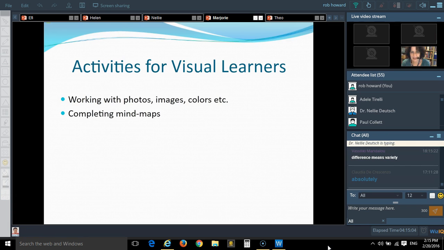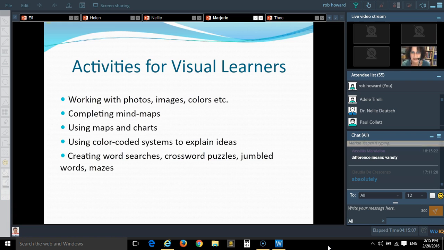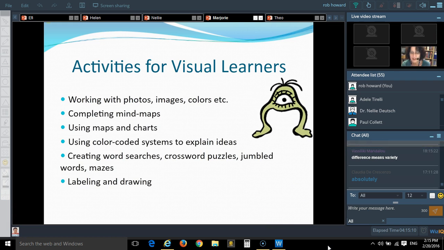So if you take a look at these, what I've done is put together things that I would say go for one particular type, but you can see how you would use this with a variety of students. Photos or images, mind maps and charts, or other kinds of maps, color-coded systems, so writing with different colors on the board, putting your verb in one color and your subject in another color. I wish I had learned that way with the different genders. I really, really do. I think it would have helped. Word searches, crossword puzzles, jumbled words, mazes, labeling and drawing. These are all really fun.